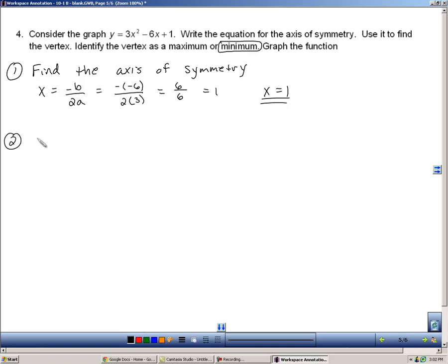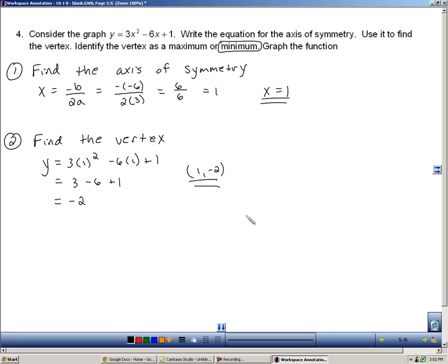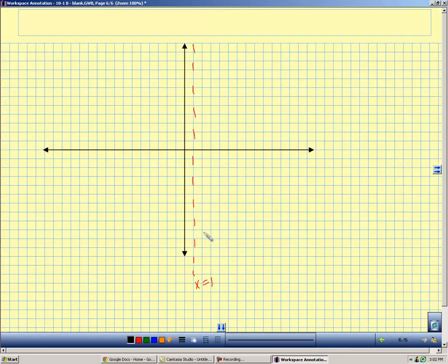Now I'll find the vertex. Remember, to find the vertex, you plug the x value in, the x in the axis of symmetry, in for all the x's. 1 squared is 1 times 3 minus 6 plus 1. That's a negative 3 plus 1 is negative 2. So my vertex is 1, negative 2. Go to my graph. Let's do 1, negative 2 right here. That's my vertex.